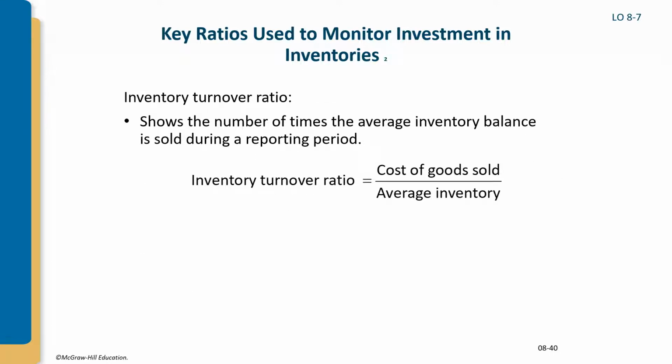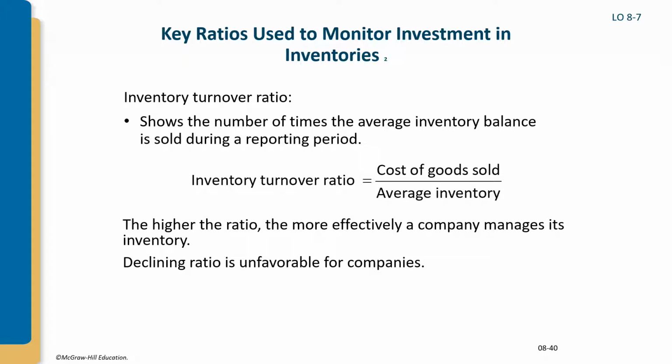Inventory turnover tells us how many times we sell our inventory during the year. That's found by taking cost of goods sold divided by your average inventory. Average inventory is usually calculated by taking beginning inventory plus ending inventory divided by 2. So the higher the ratio, the more effectively a company manages its inventory. What's important to remember though is every industry is different. Some inventory items also will sell quicker than others. So this is an average overall.